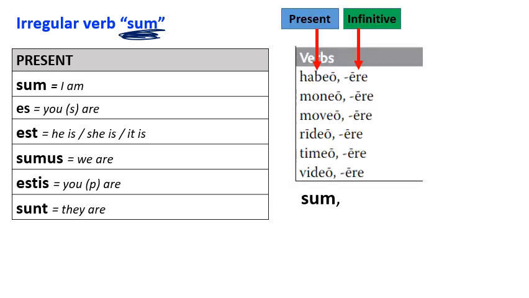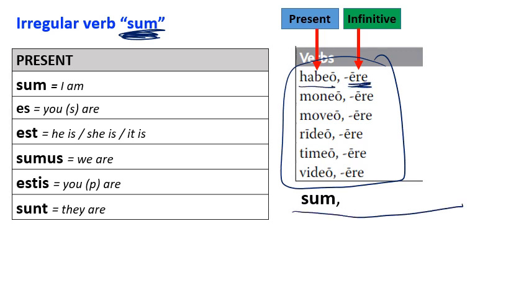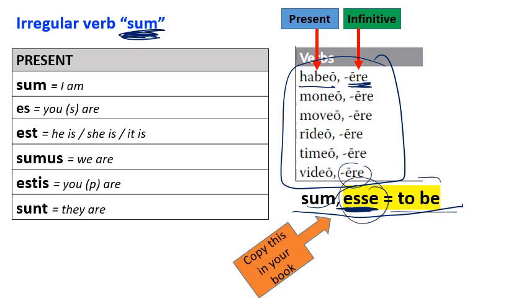Now, if you look at the table that you saw in the previous slide, where you have the present and the infinitive ending, how do you think the infinitive of sum is going to look like? Do you think maybe something like sumere? Sumare? Well, surprise, surprise, no. The infinitive of sum is esse, and it means to be. As you see, this is irregular. I want you to copy this in your book now. Sum, esse, equals to be.